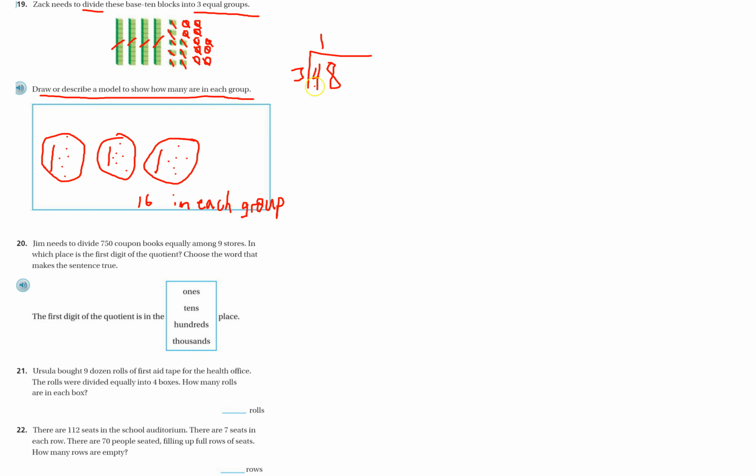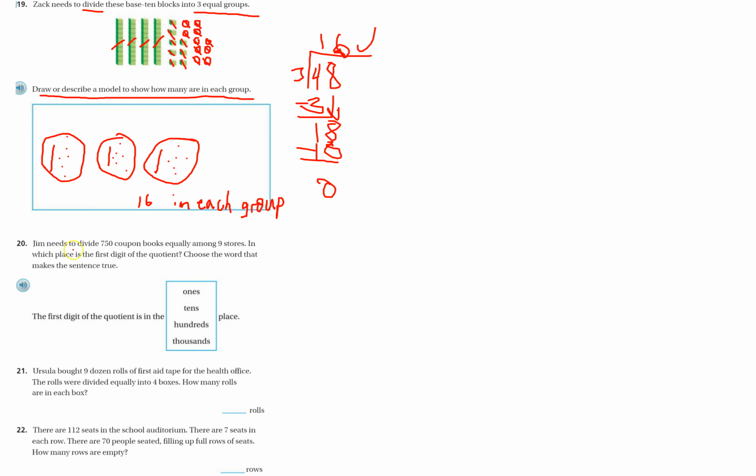3 goes into 4 one time. Subtract gives me 1, bring down the 8. Yep, 3 goes into 18, 6 times. That's 18, subtract, 0. Yeah, 16 in each group, looks good. And if I do 16 times 3, it'll also get me back to 48.